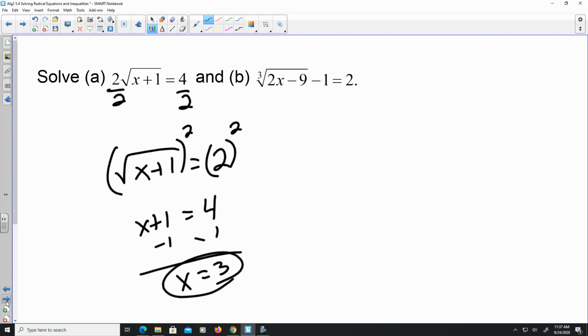And again, you can check your answer. If I put 3 in here for x, 3 plus 1 is 4, square root of 4 is 2, 2 times 2 is 4, checks out.